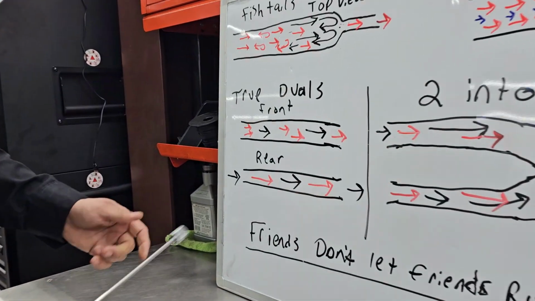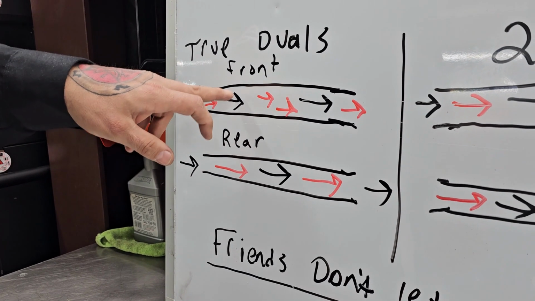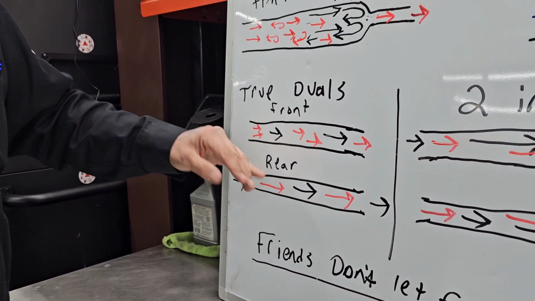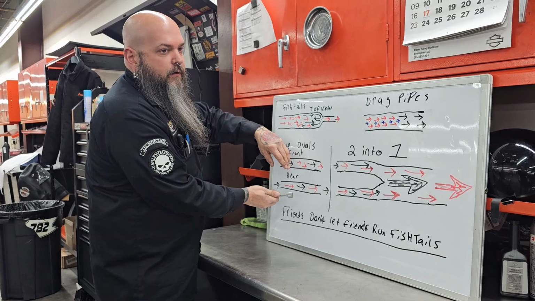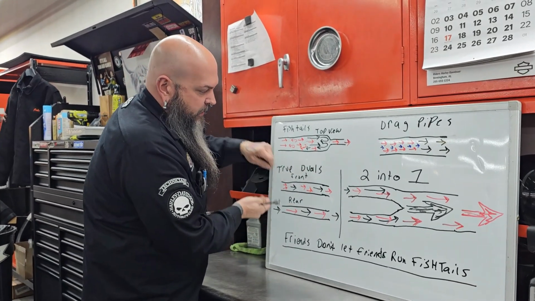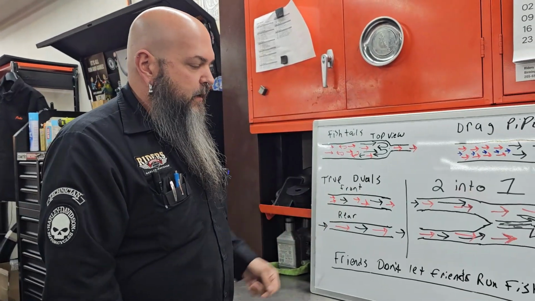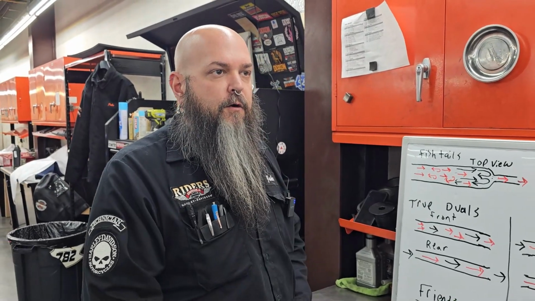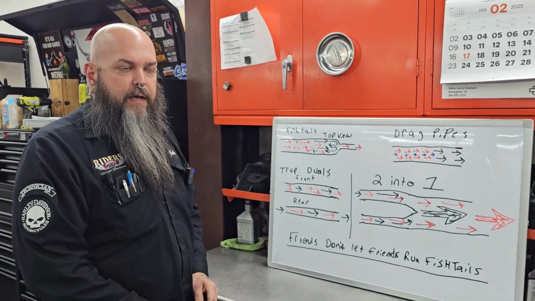All right, next we have true duals. The reason true duals are not good for building power is you have the reversion waves and your exhaust gases coming out of 2 pipes, both cylinders out of 2 pipes, same time, so you are battling each other inside the pipes. Your front cylinder head and your rear cylinder head, the exhaust and the waves are battling inside of the pipe. They're not working in unison. They look really good, they sound good, a lot of people like them, and you're going to make decent power with true duals, but they are not completely efficient for high torque, low end torque at all.